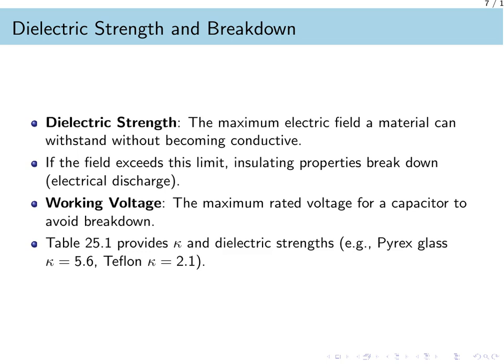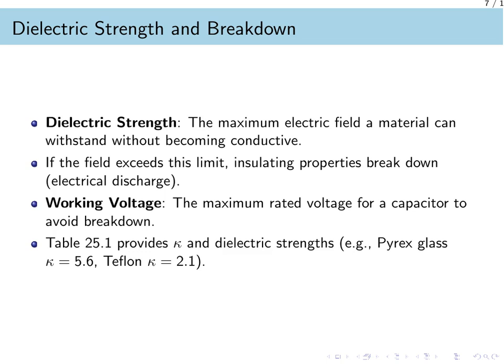We must also carefully consider the concepts of dielectric strength and breakdown. Dielectric strength is defined as the absolute maximum electric field a material can withstand without becoming electrically conductive. If the applied electric field exceeds this critical limit, the insulating properties of the material completely break down, which leads to a dangerous electrical discharge. Because of this, the working voltage is defined as the maximum rated voltage for a specific capacitor to operate safely and avoid this breakdown scenario.